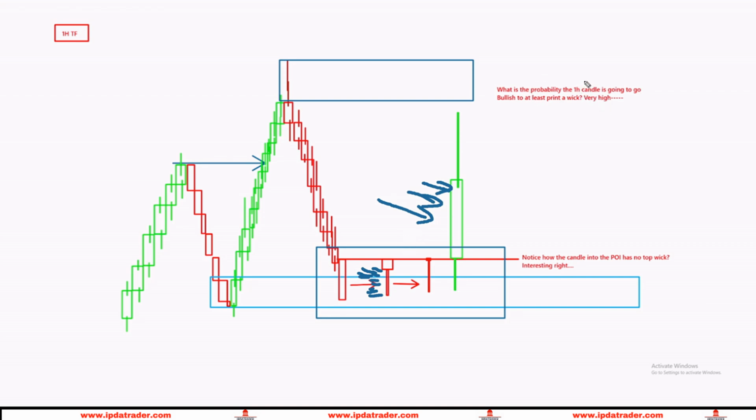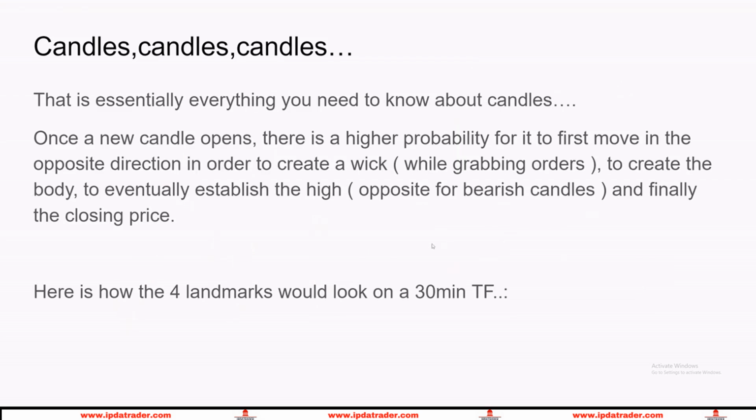What is the probability that the 1 hour candle is at least going to go bullish to print a top wick, right? And if you're actually in the right direction, it will not only print a top wick, it will actually start pushing in that very same direction, right? Something that's very important. You have to be looking at how candles are forming and printing whenever you're trading the markets. Let's go over here.